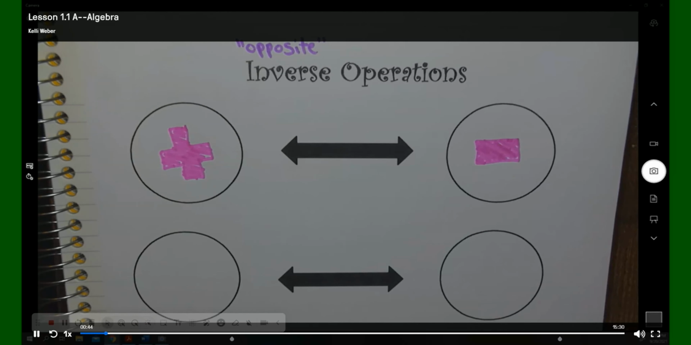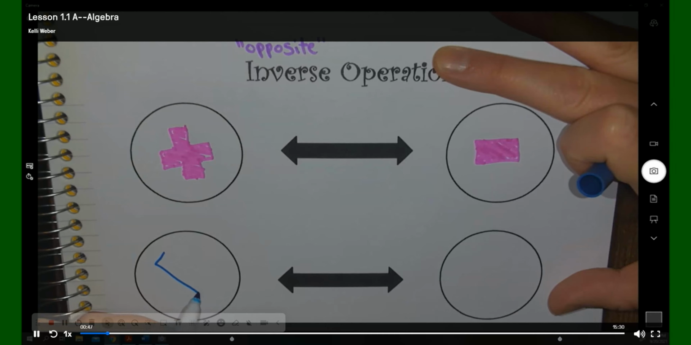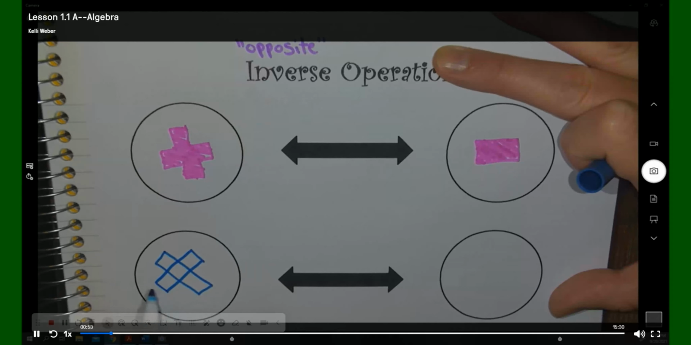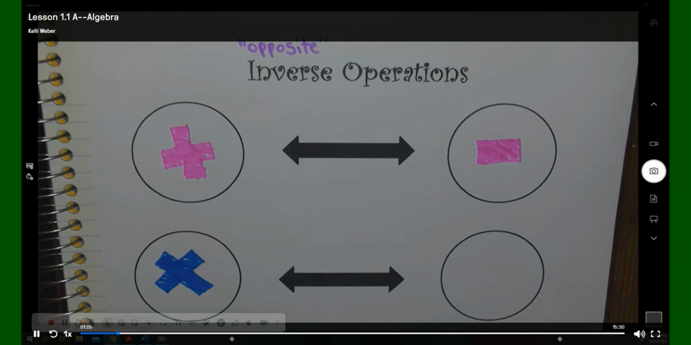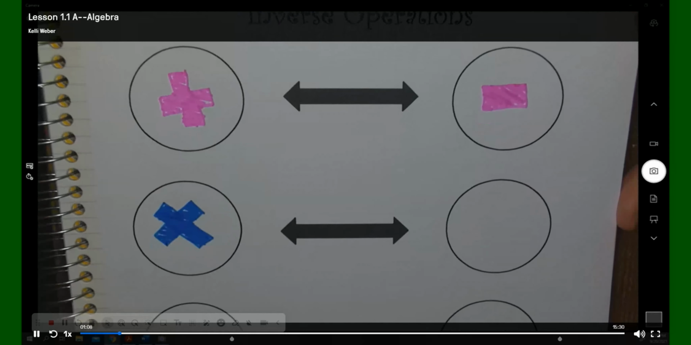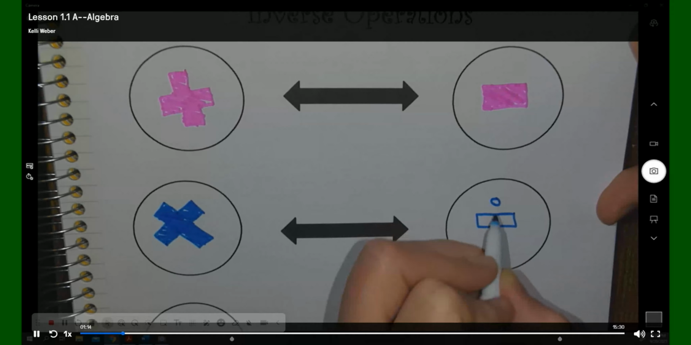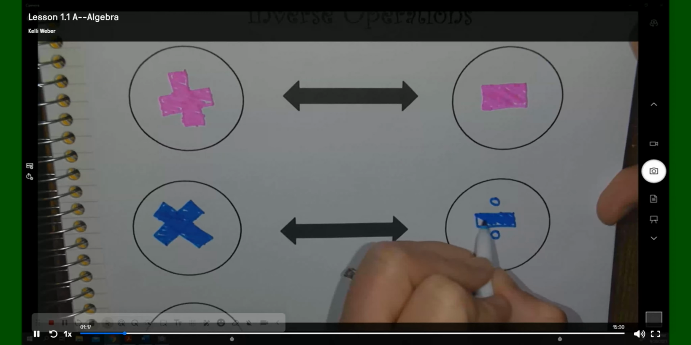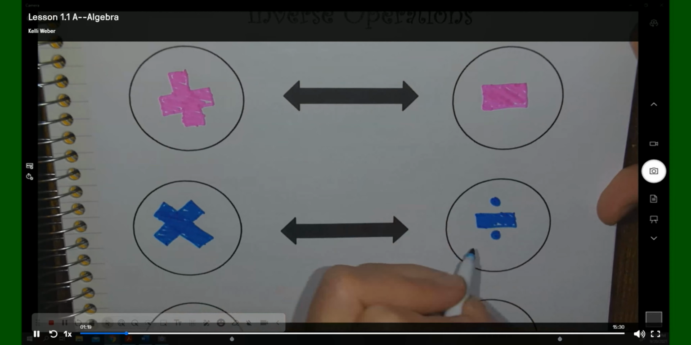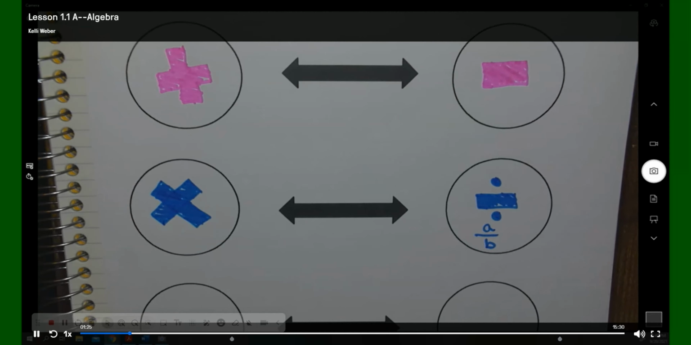We also have multiplication. And remember that in multiplication, sometimes it is written as a dot, sometimes it is written as a number glued to the outside of parentheses. And the opposite operation for multiplication is division. And sometimes division is written as a fraction. So as an example, A over B would be a fraction.